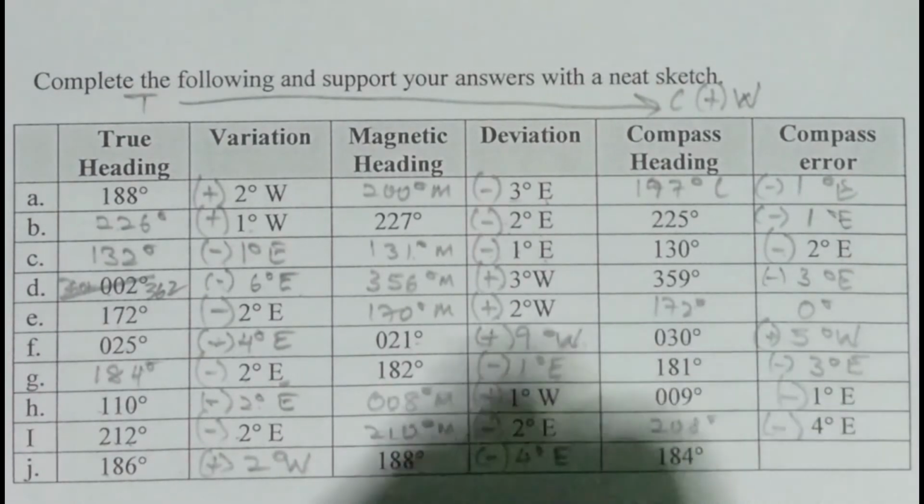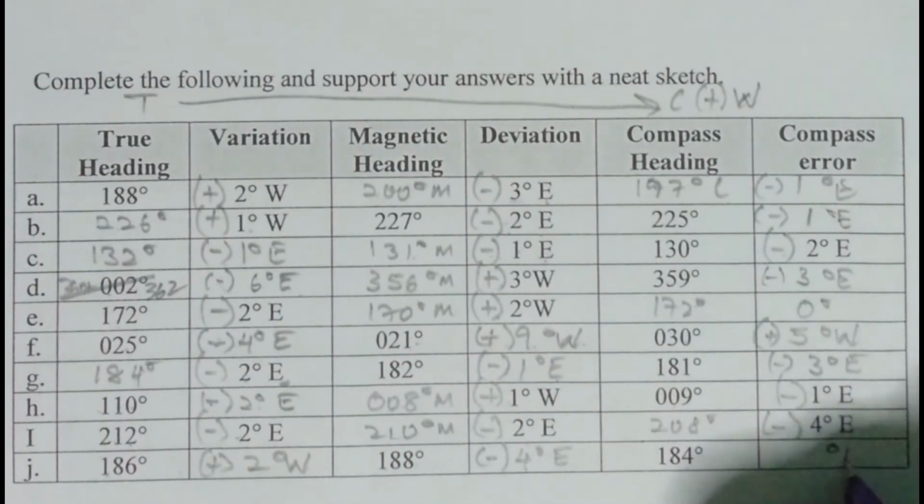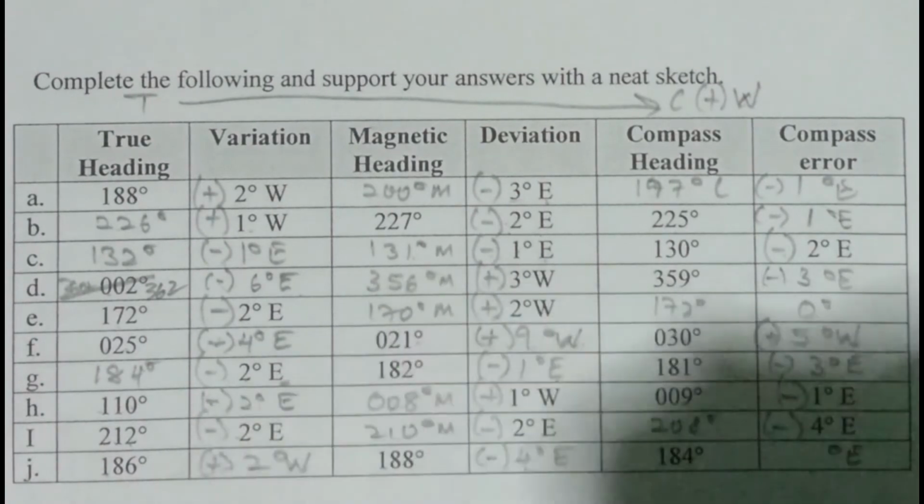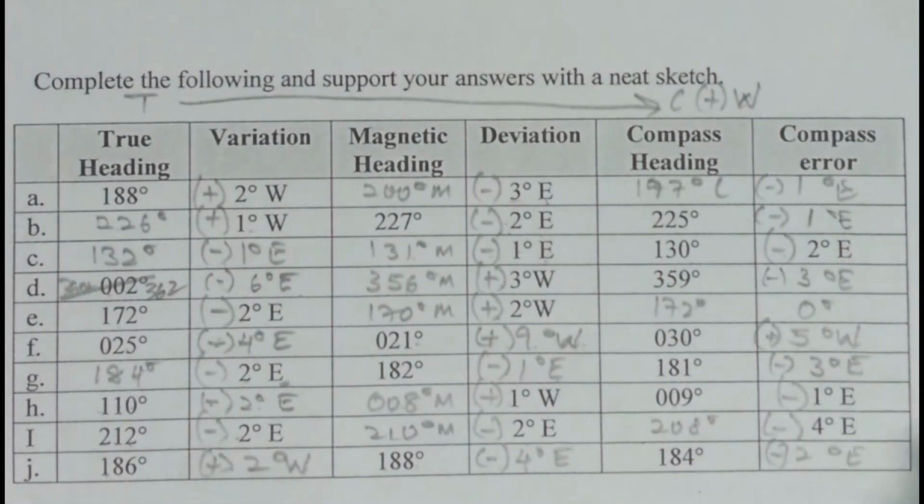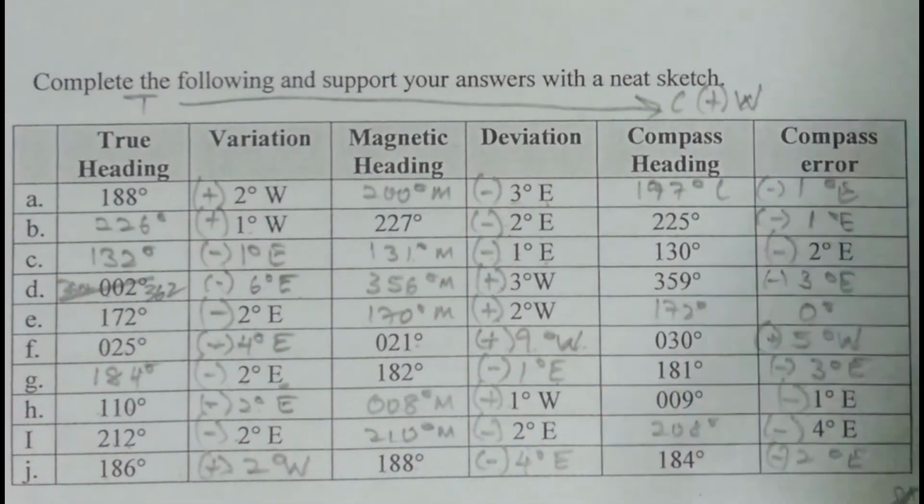Alright, so for the compass error, take the bigger one. So this is east, and minus 4 plus 2, you will have a minus 2, right? So because it's east, minus. So we have done the third one.